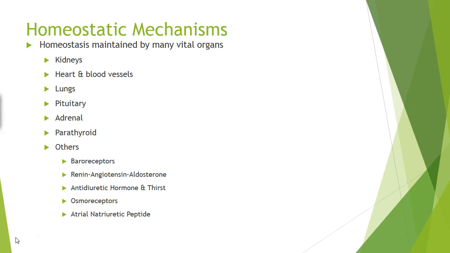Then there's the antidiuretic hormone and thirst, which Ms. Poindexter is going to talk about when she talks about endocrine. And then we have osmoreceptors and the atrial natriuretic peptide.